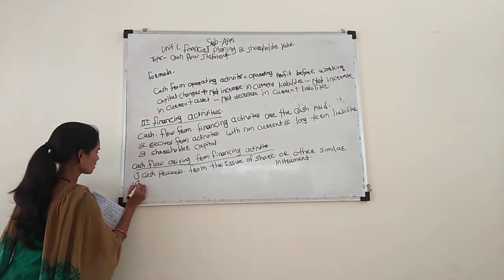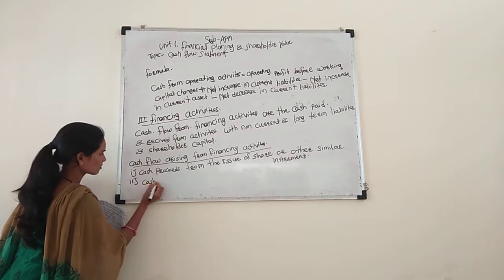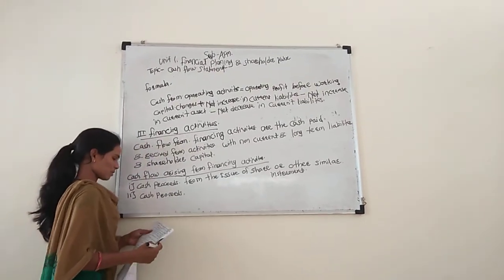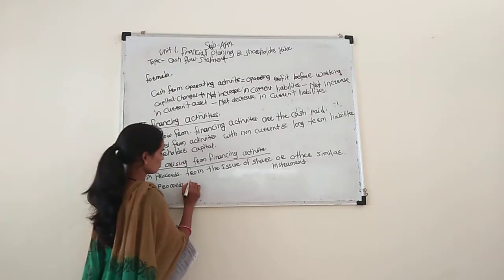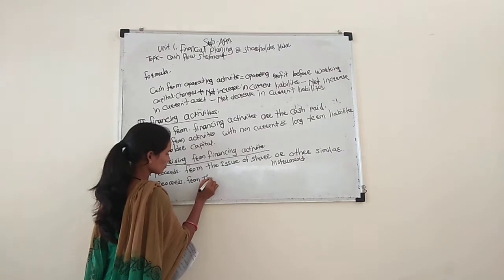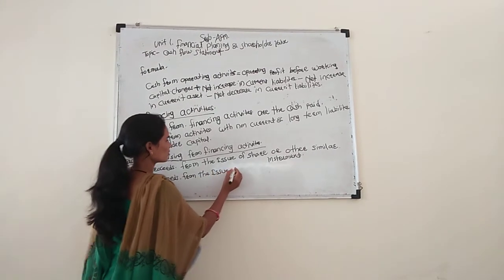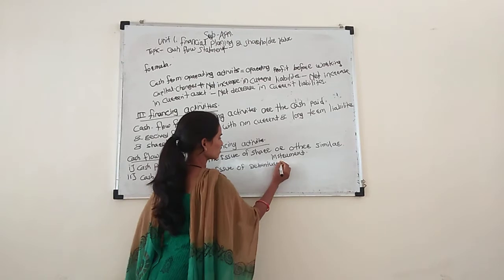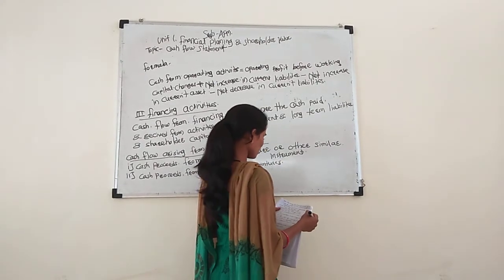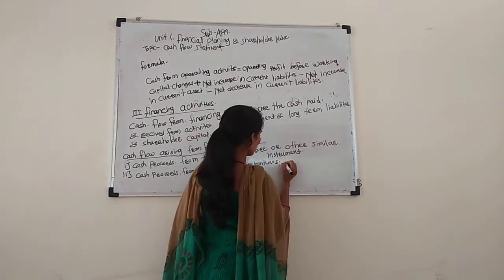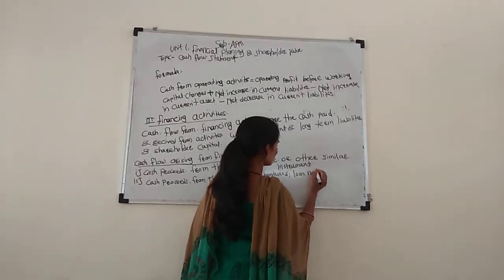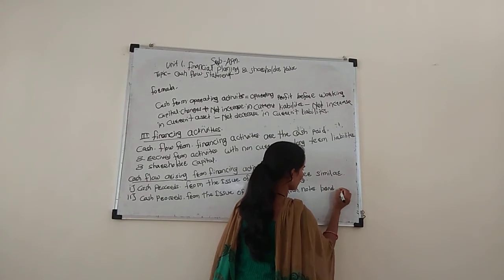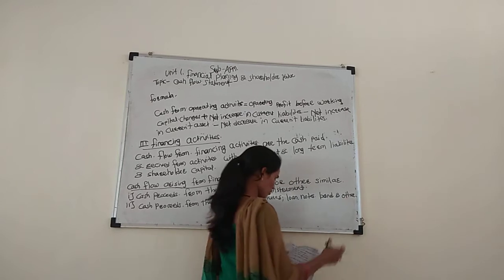The second one is cash proceeds from the issue of debentures, loans, notes, bonds and other short-term borrowing.